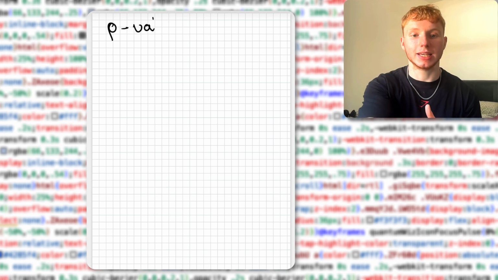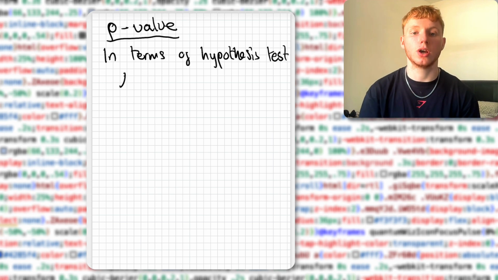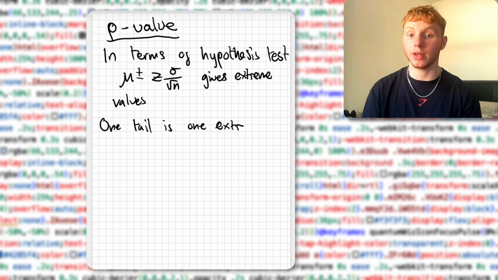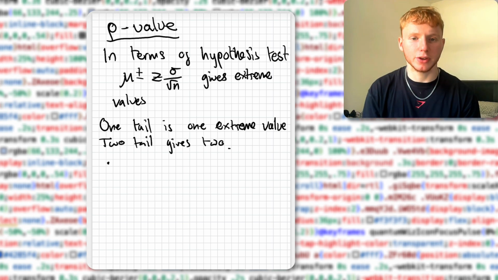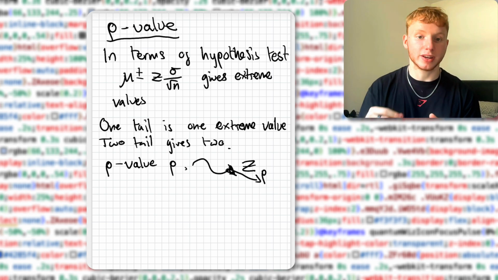Now, what is a p-value in terms of a hypothesis test? Well, with the hypothesis test, we were given the extreme values. For a one-tailed test, we have 1, and for a two-tailed test, we get 2. The p-value is the decimal value that is next to the z value that will then give you an extreme value, which is your observed mean.